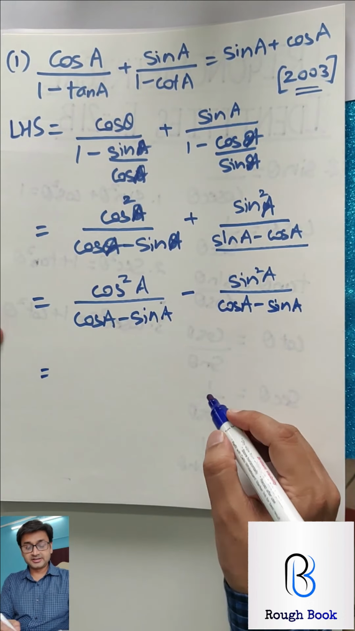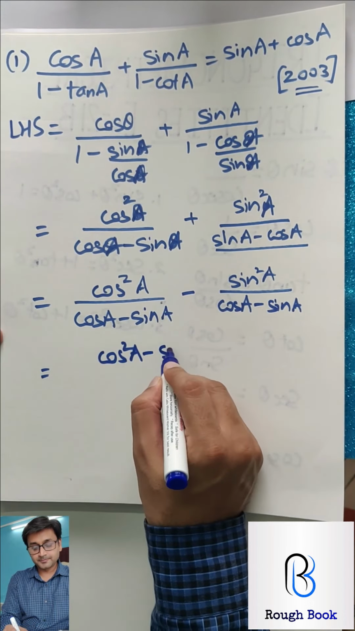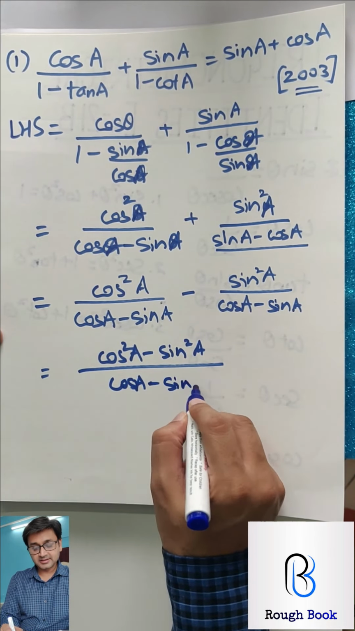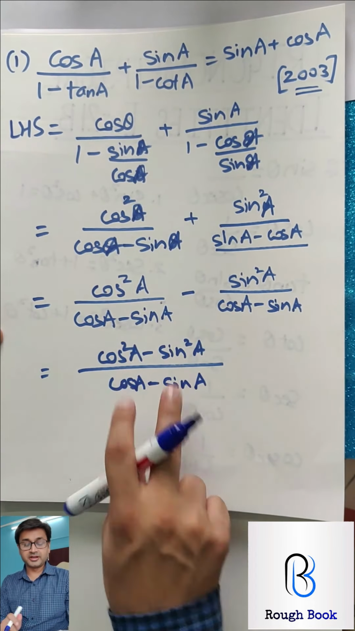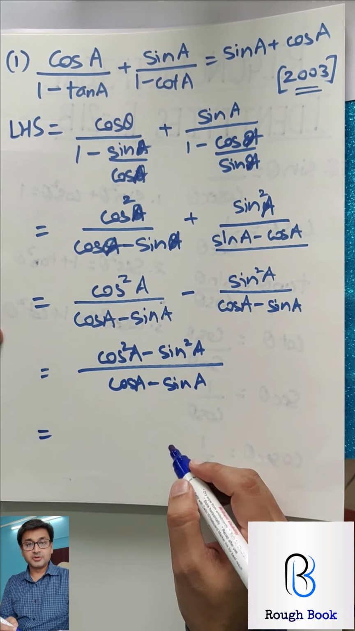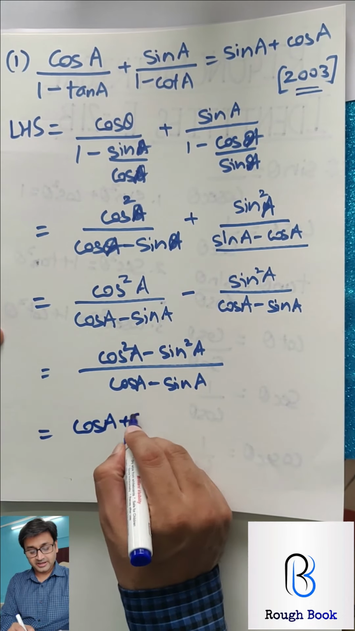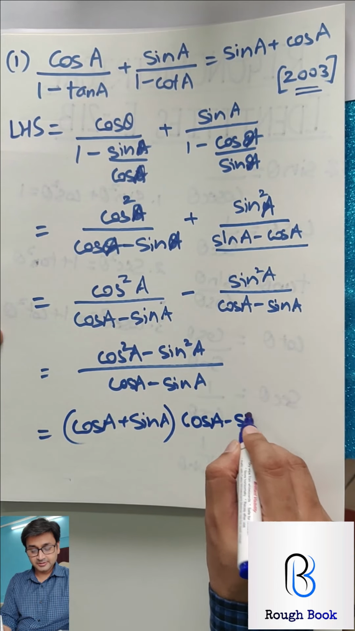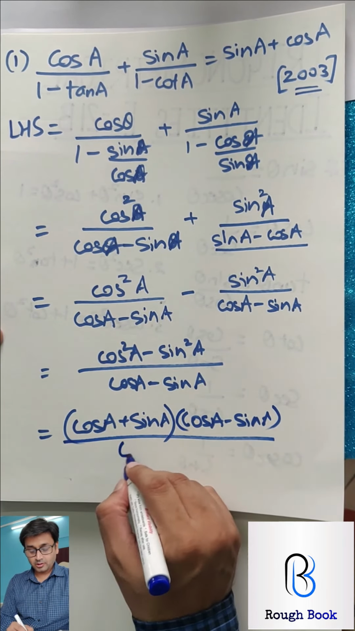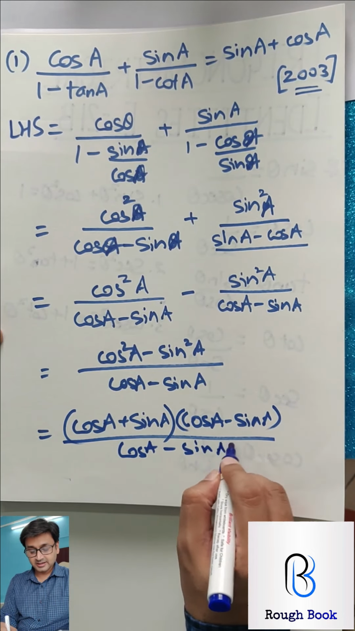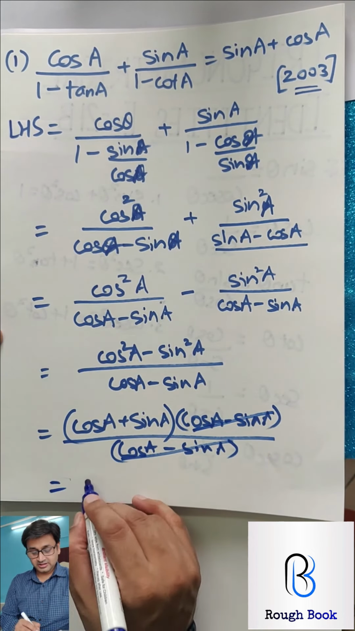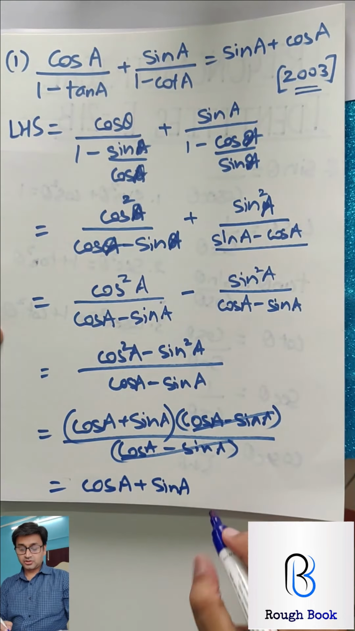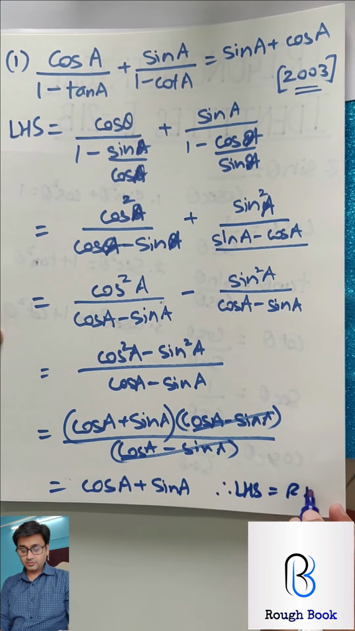Now we got your denominators same. So I can say cos square A minus sine square A upon cos A minus sine A. Denominator same, so numerator just added. A square minus B square will give you A plus B into A minus B, upon cos A minus sine A. So this gets cancelled. What is left is cos A plus sine A, and that's what you wanted. So you can say therefore LHS is equal to RHS.